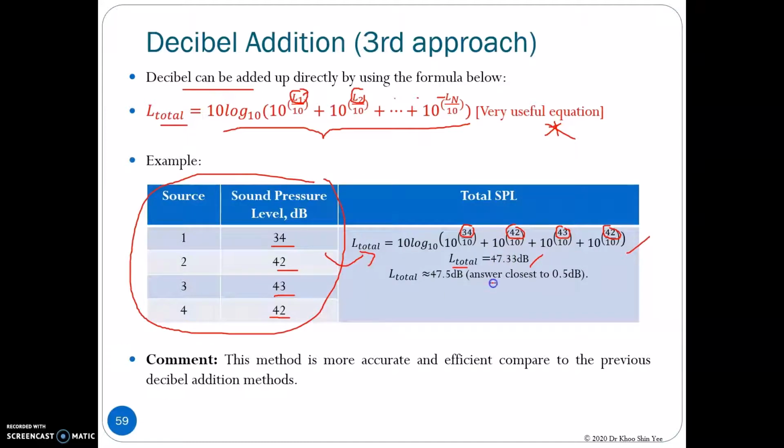If the question asks you to provide the answer closest to 0.5 dB, then you need to check whether this answer is closer to 47.5 dB or 47.0 dB. So in this case, 47.5 dB is closer to it. Therefore, this is our final answer. This approach is more accurate and efficient compared to the previous decibel addition methods. Therefore, please make sure you master it.